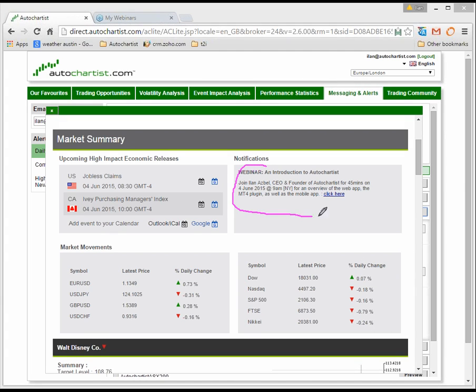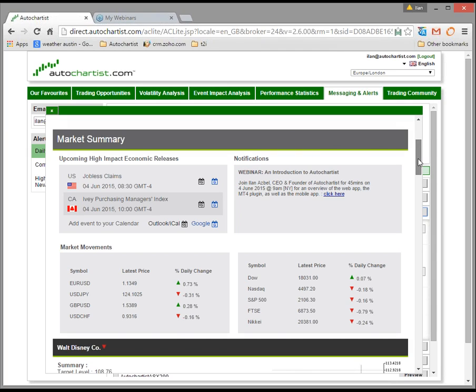There's a notifications panel. This is a demo version of Autochartist that I'm using. So we just notified everybody of today's presentation that I'm giving you right now. However, this is a notification panel you need to keep an eye on, because your broker might be communicating any kind of special offers or their own webinars or any kind of interesting things that your broker wants to communicate. They'll be doing it there in that panel.